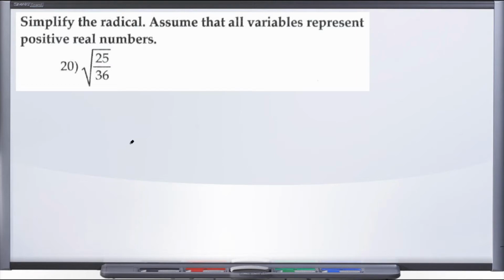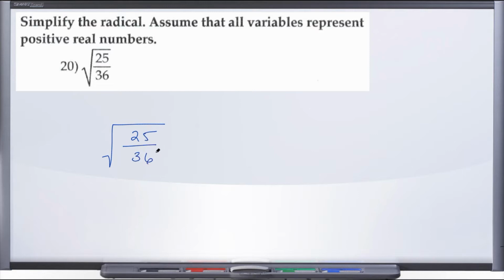So with number 20, we're going into a new section, and the directions for this section are to simplify the radical, assume that all variables represent positive real numbers. So number 20, we've been given the square root of 25 over 36.